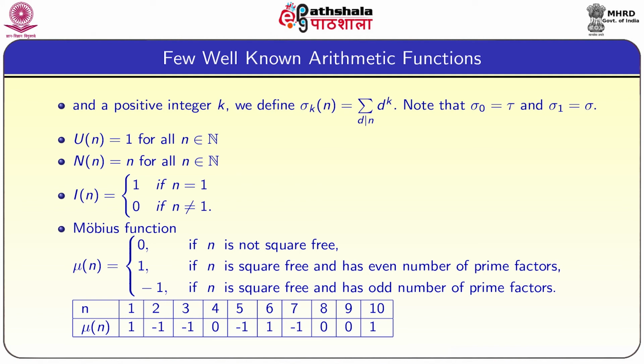Mu of n is equal to 1 when n is square free and has an even number of prime factors, and it is equal to minus 1 if n is square free and has an odd number of prime factors. So, this is a table.